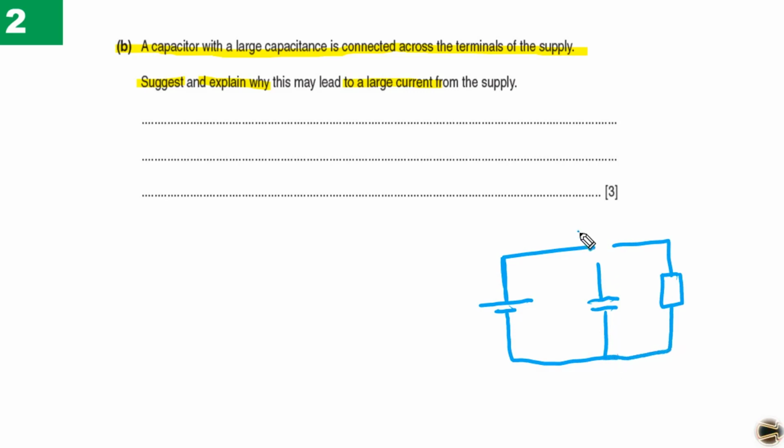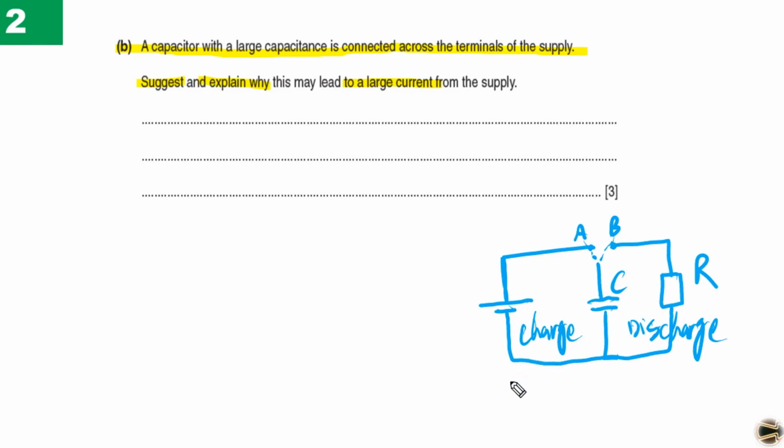So let's say this is position A and this one is B. When we move this switch to A, capacitor will charge. So this one is a capacitor, this is a resistor. And when we move this to B, capacitor will discharge.